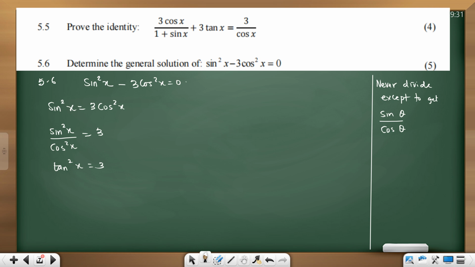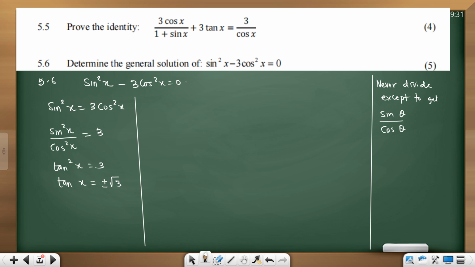Now I would find the square root of both sides. What is tan x? It is plus or minus root of 3. That's where they want to catch you in this paper.